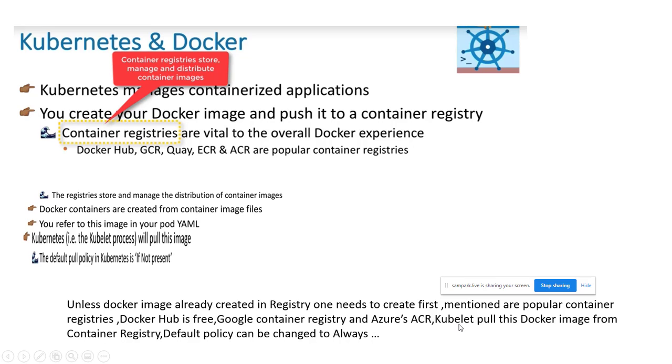So basically, kubectl is like a bash program, a bash shell. You write kubectl and then a command like pull image. Kubectl internally calls kubelet, which is the internal process that pulls the image from the container registry. Now, are you with me? Okay.